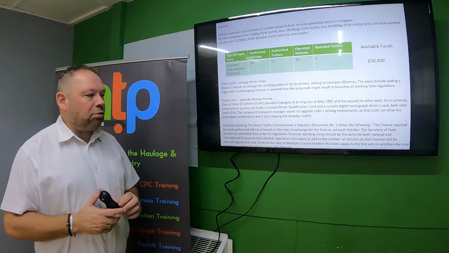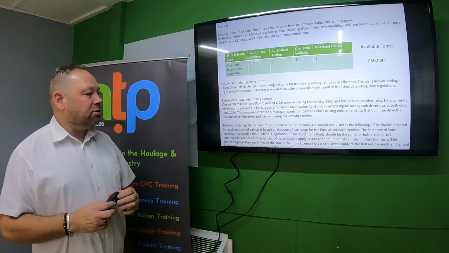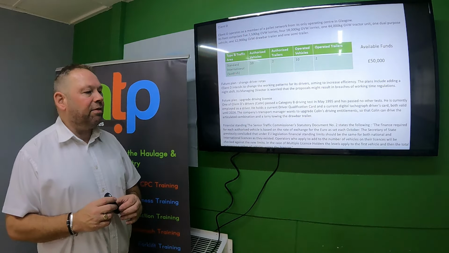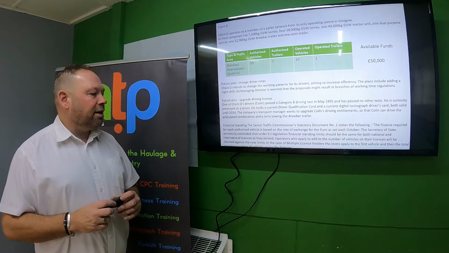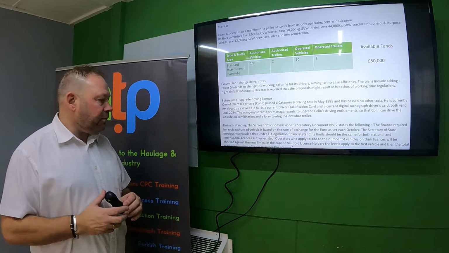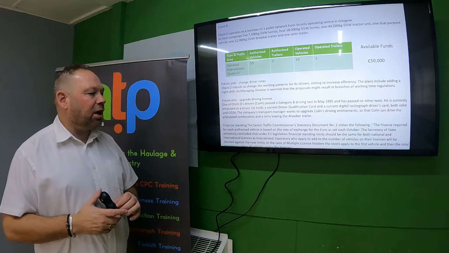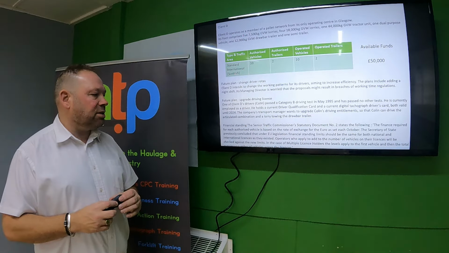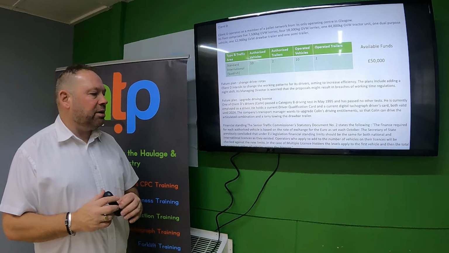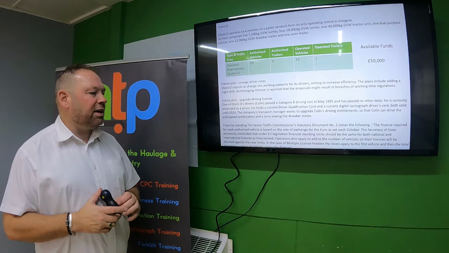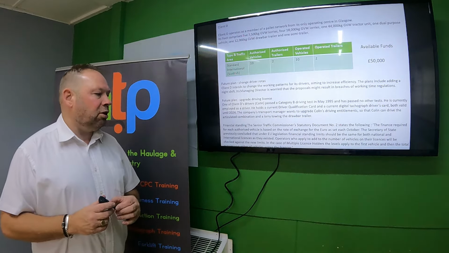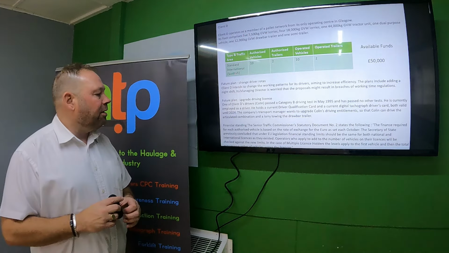Future plan, upgrade driving licence. One of Client D's drivers, Colin, passed a Category B driving test in May 1995 and has passed no other tests. He is currently employed as a driver. He holds a current driver qualification card and a current digital tachograph driver's card, both valid until 2024. The company's transport manager wants to upgrade Colin's driving entitlements so that Colin can drive the articulated combination and a lorry towing the drawbar trailer.